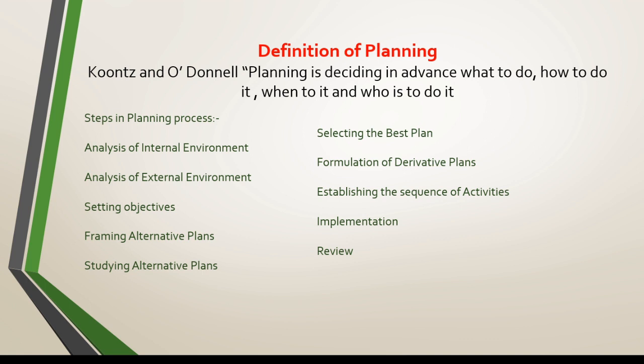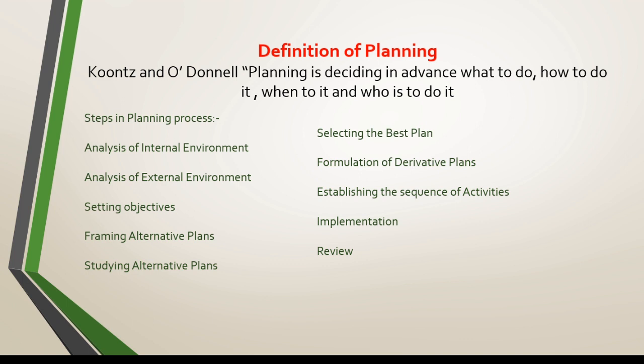So once again we will go through the points. What steps are involved in planning process? The first one is that the planning process needs the business to analyze its internal environment. Business should analyze its external environment. Now there should be a setting up of objectives at the functional level and also at the organizational level, known with the name mission or vision.